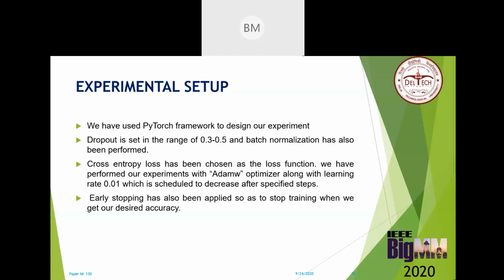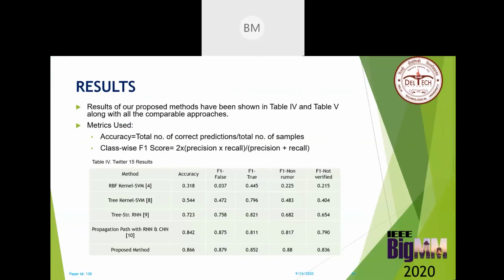the desired accuracy. Now, coming to our results, Table 4 shows the results for the Twitter 15 data set. The metrics used are accuracy, which is given by the total number of correct predictions divided by the total number of samples. We have also compared the class 5 F1 scores, which is a trade-off between precision and recall.